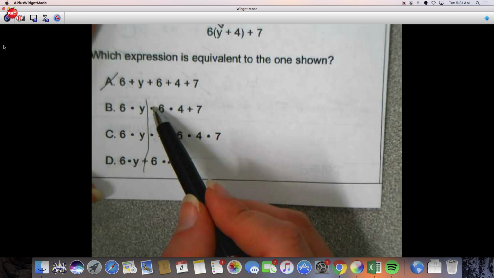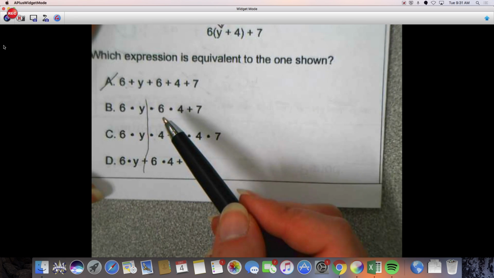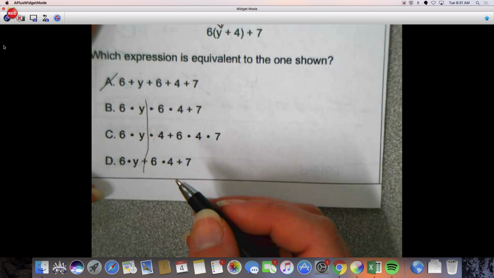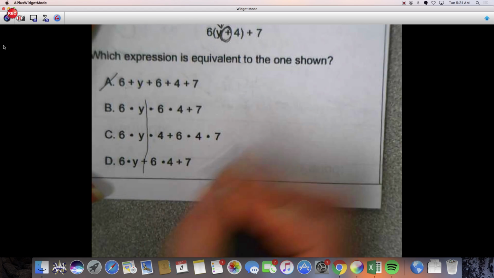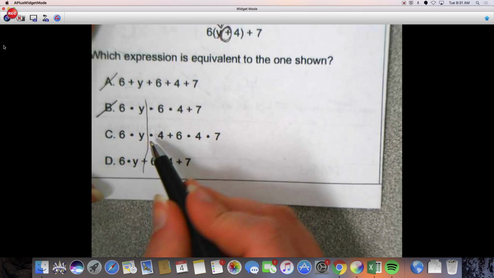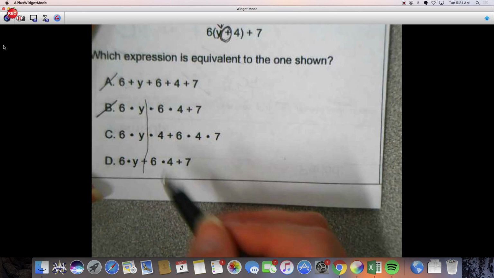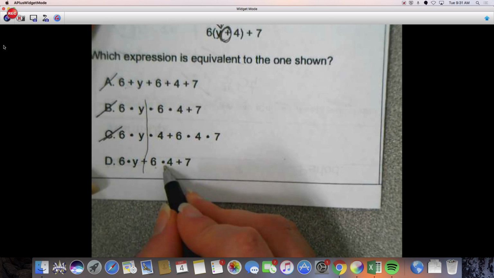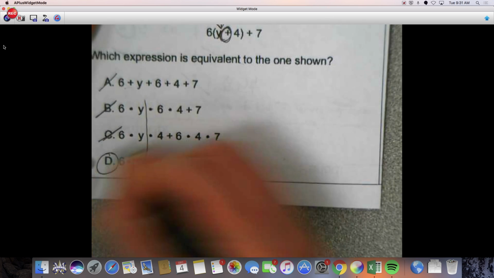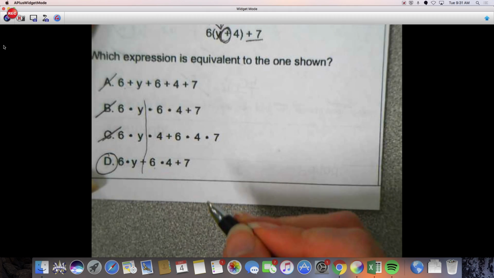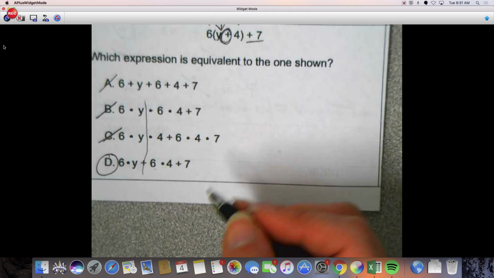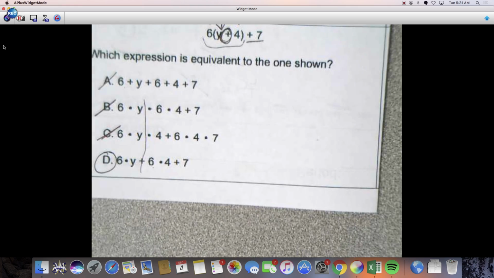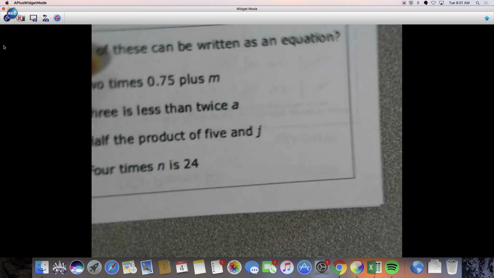This one says times 6 times 4. What do you think? Wrong, because what is it doing? Multiplying when we should be adding them. This one says times 4 plus 6. Wrong. This one says plus 6 times 4. And why is the 7 not multiplied by 6? It's not in parentheses. Good. Okay, one more on this paper.